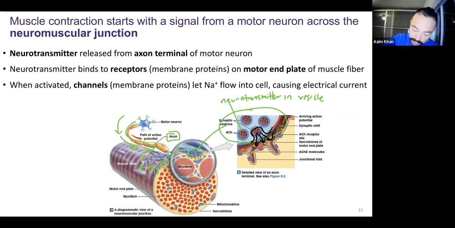Let's color the receptors blue here. If you remember, we learned about receptors all the way back in chapter 3, I believe, when we learned about cells. Receptors are a type of membrane protein. So you've got neurotransmitter, which actually often is a protein or a type of protein. You have a neurotransmitter that's released into the interstitial fluid, binds to the receptor on the motor end plate, and then in this case, it's going to activate a transport protein called a channel.